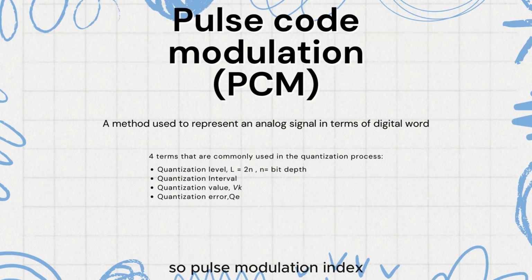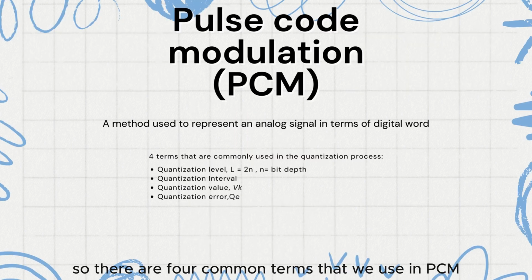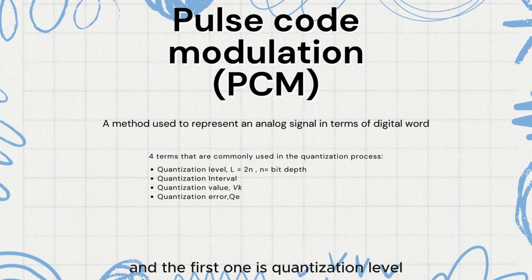So pulse modulation index, let's go into more detail on this one. There are four common terms that we use in PCM, and the first one is quantization level, quantization interval, quantization value, and the last one is quantization error. So let's see what these four are.